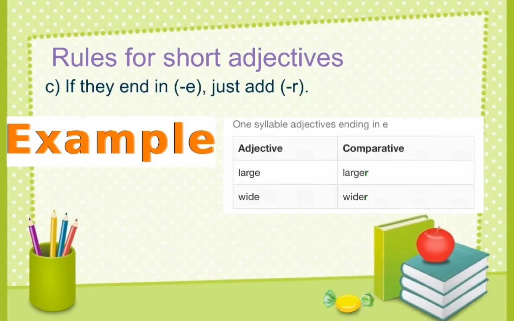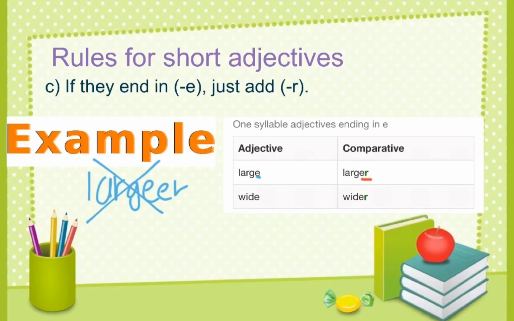Letter C. If they end in E, you just need to add an R. For example, large. It ends with the letter E. You're not going to say larger like this. No, that's wrong. We just need to add an R at the end.